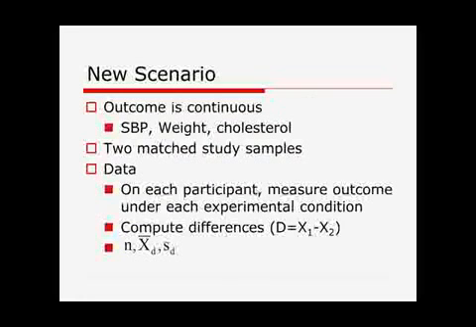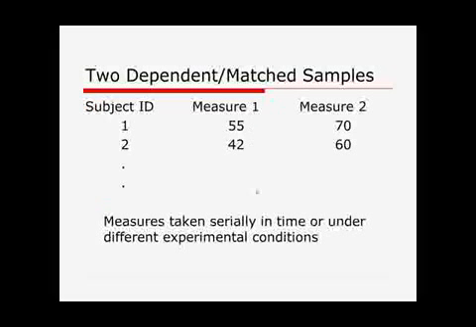Another situation, say your outcome is continuous, and we've seen this before, but now suppose you have 2 matched samples. I showed you a moment ago 2 independent, physically separate samples, and that comes up in a clinical trial where you have people say get the treatment or get a placebo. Sometimes you have people measured twice, so it could be like a before and after setup. And so here's what the data look like.